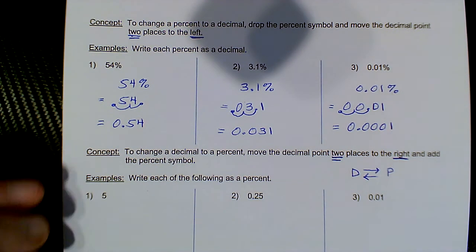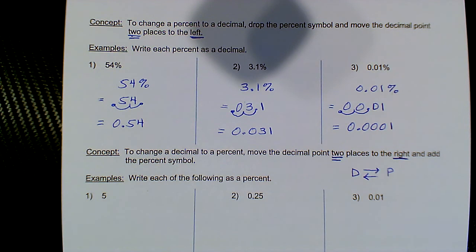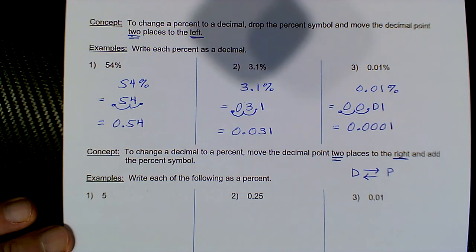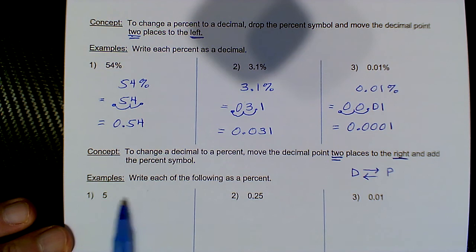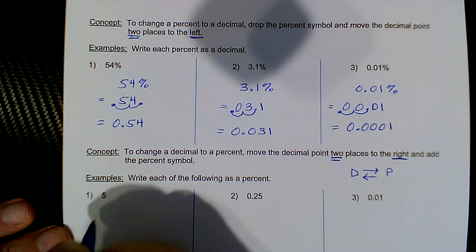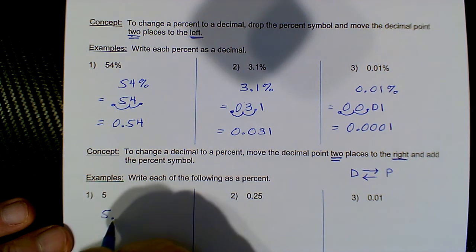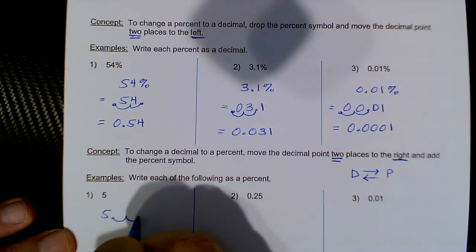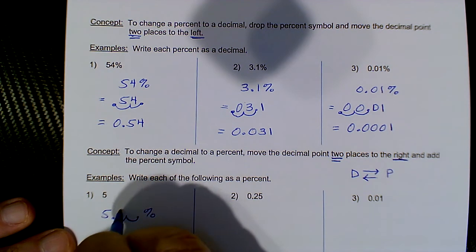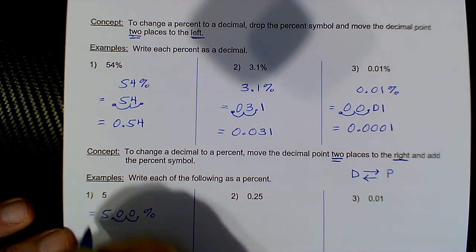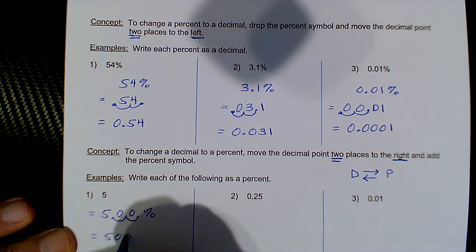The way I always think to reason it out is the fact that percentage means per 100. So if you're going from a percent to a decimal, you're dividing by 100, so you're making the number smaller, so that means to the left. And the opposite situation, of course, decimal to percent is to the right. So these are decimal numbers, changed to percentages. I'll rewrite 5. Where's the decimal? Follows the 5. 2 places to the right, 1, 2. Add the percent symbol. Looks like we need some placeholders. So 5 means 500%.